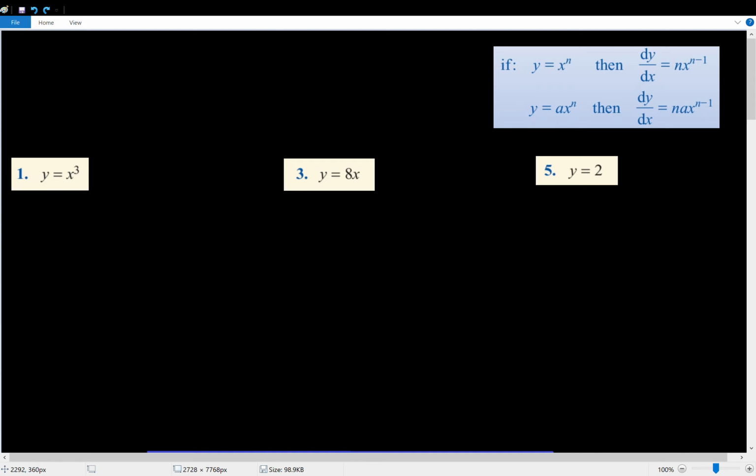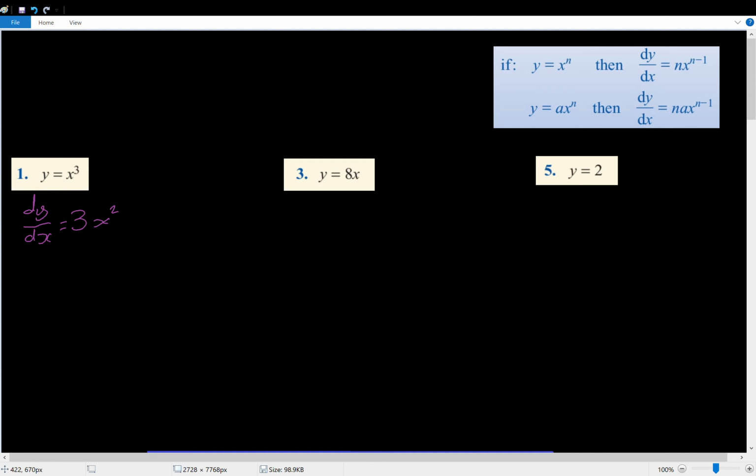If you look at question 1 here, we've got y is equal to x to the power of 3, which means that dy dx, for that we're going to take our power, which is 3, and multiply by our coefficient, which is 1. So 3 times 1 is 3. And then we're going to write in our x, and then we're going to reduce our power down by 1. So it was to the power of 3, and we reduce it down by 1, it becomes to the power of 2. And that's it. That is dy dx for that particular function.